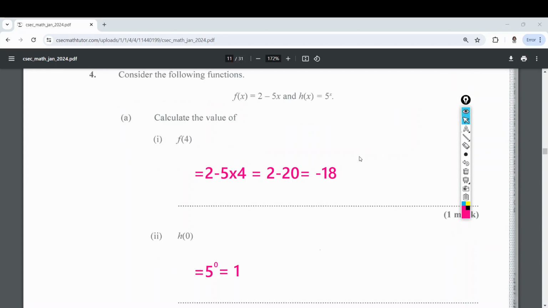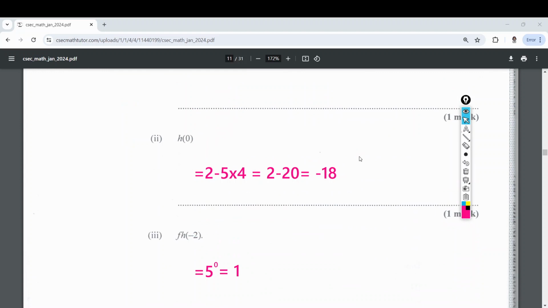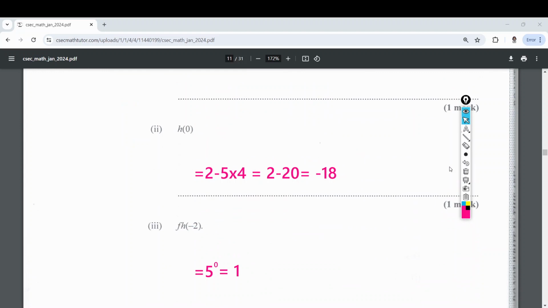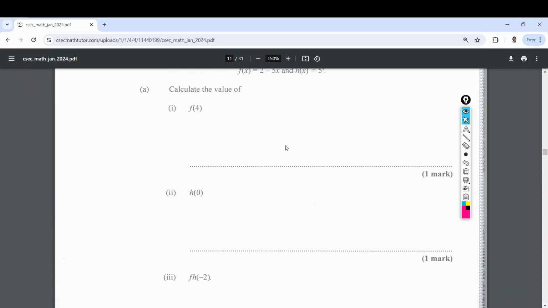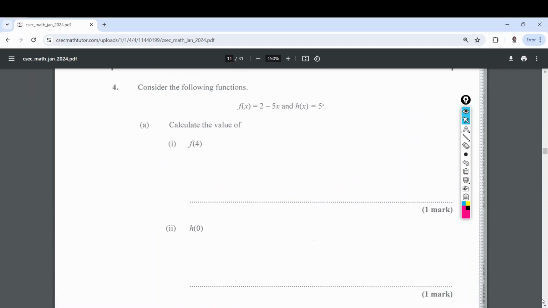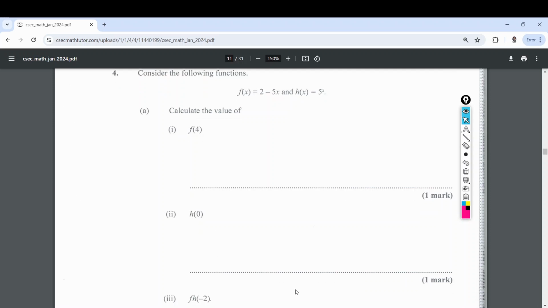But let us scroll down now to this question, guys. Now this question is a little different. Let's just zoom out just a bit so I can have the top part showing. Alright, so it says f of h of minus 2, right? So this now, guys, is not just a simple function, it's a composite function. Okay? Right, so this is a composite function, guys.